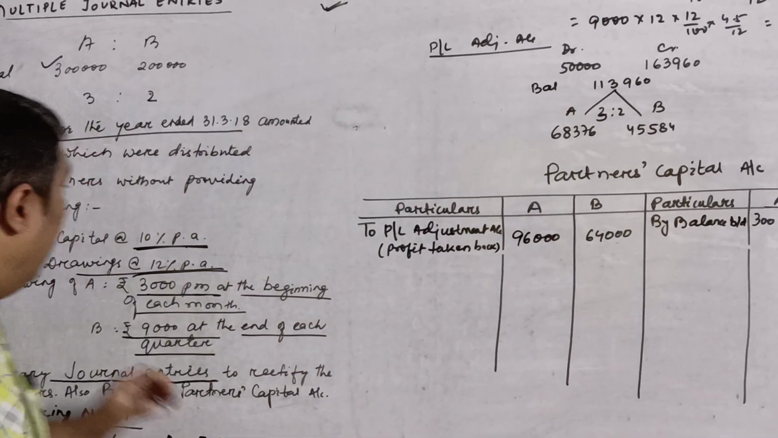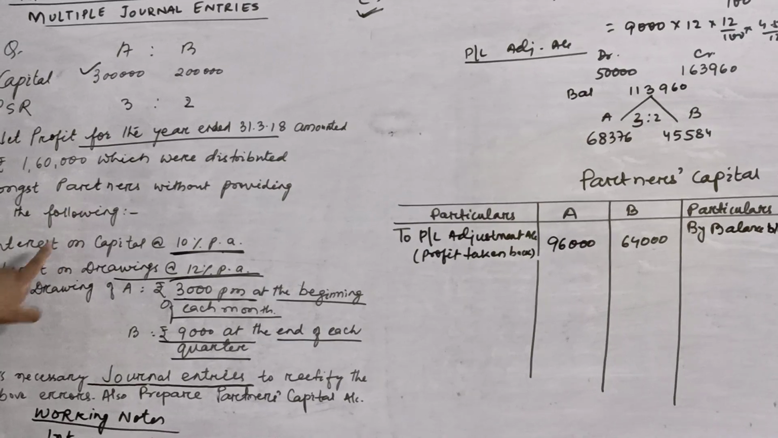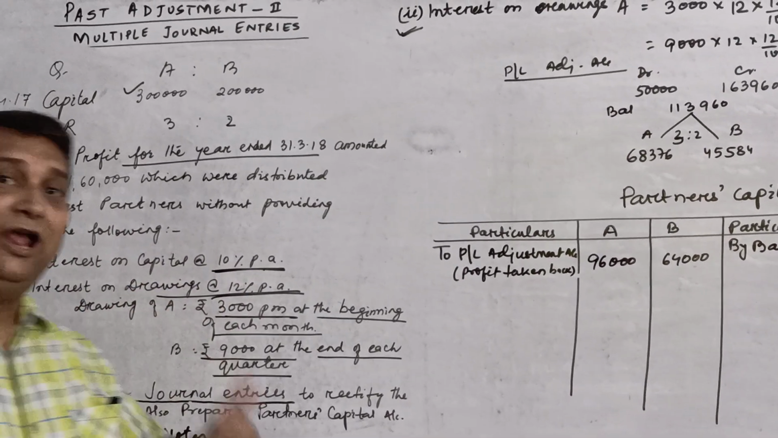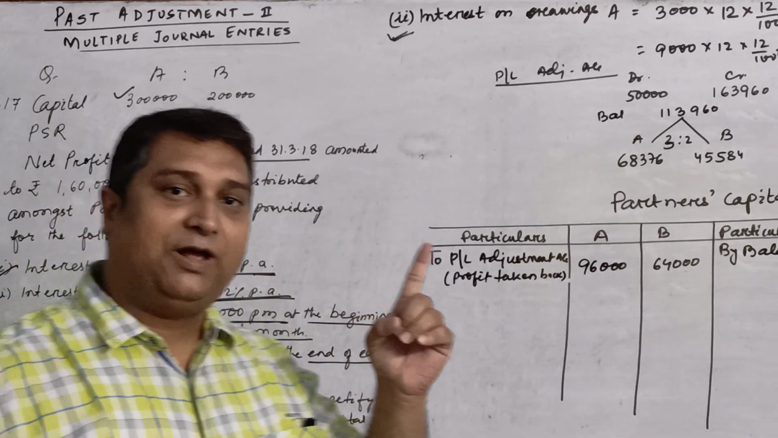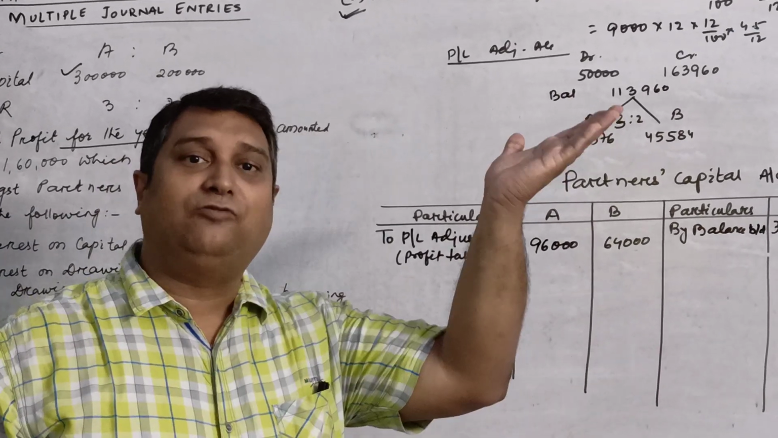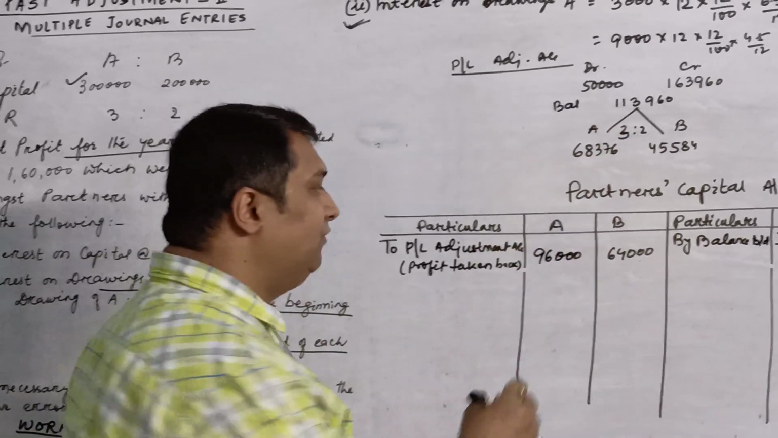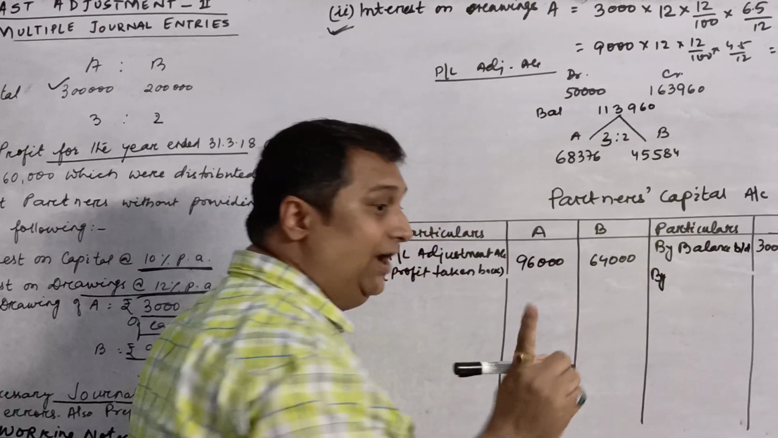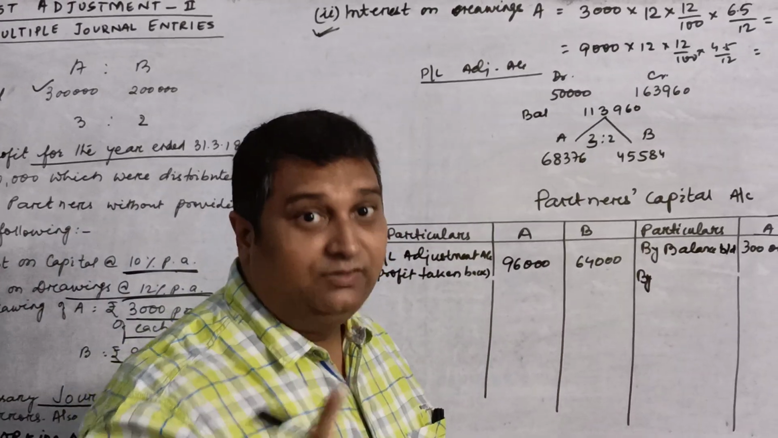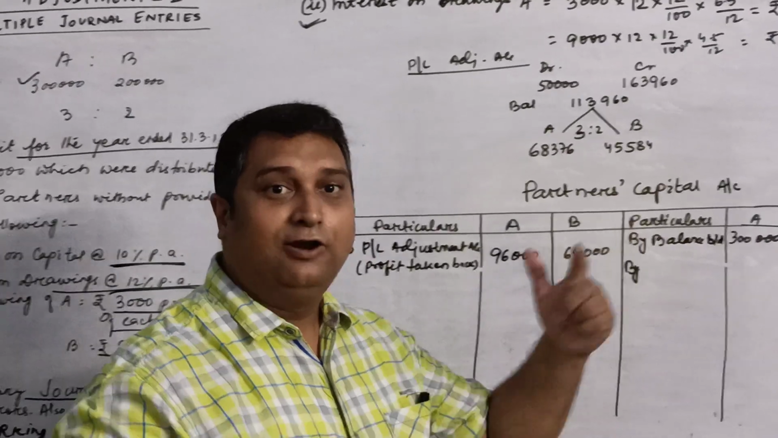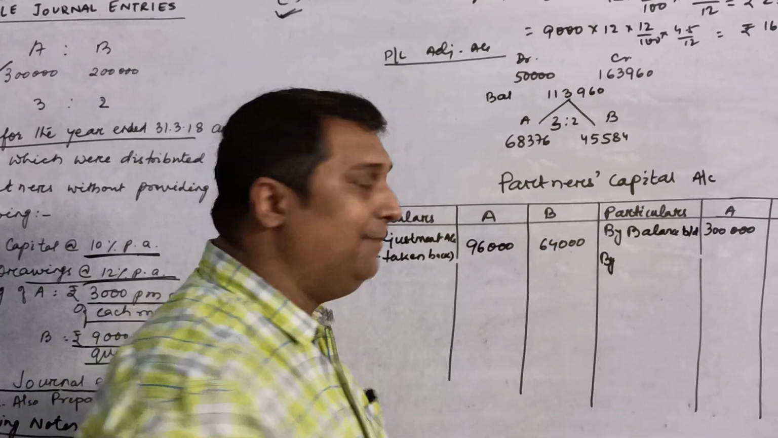After the profit was taken back, the next step is to allow interest on capital. So when we allow interest on capital, what was the journal entry passed over there? Since interest on capital has to be allowed, the capital account of the partners has to be increased, so you will write it on the credit side. But you will not write interest on capital. But why? Because what was your journal entry? The journal entry was profit and loss adjustment account debit to A's capital account, to B's capital account.